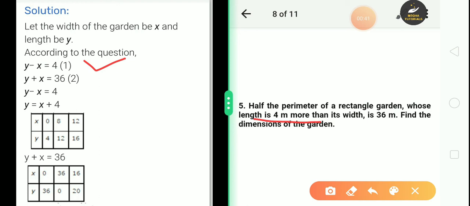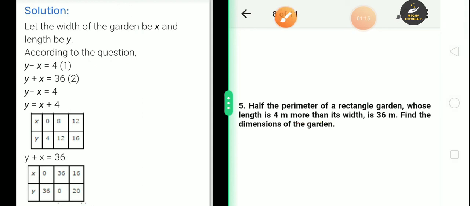And second condition is half the perimeter of a rectangle is 36 meter. Perimeter of rectangle is 2 into length plus breadth. Our length and breadth are y and x, and half of the perimeter means y plus x. Therefore equation 2 is y plus x is equal to 36. So two equations are y minus x is equal to 4 and y plus x is equal to 36. So we have to solve it using graphical method.